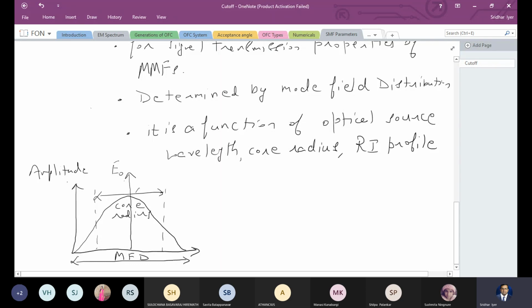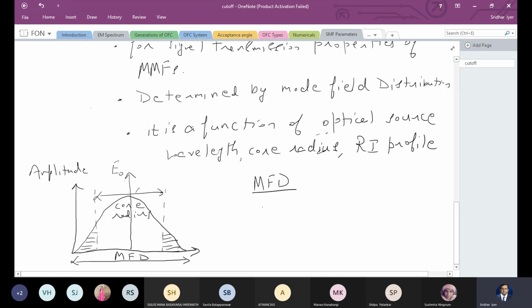So what is important to note here is that some part of this mode field diameter, the one that I'm shading here, is outside the core of the fiber, right? So the mode field diameter really gives us the spread of the light not only inside the core of the fiber but also outside the core of the fiber, right? So why do we need this mode field diameter? Why are we even discussing this mode field diameter?